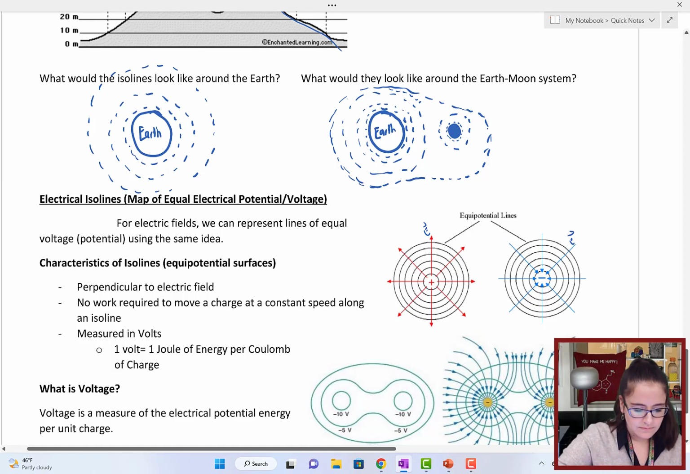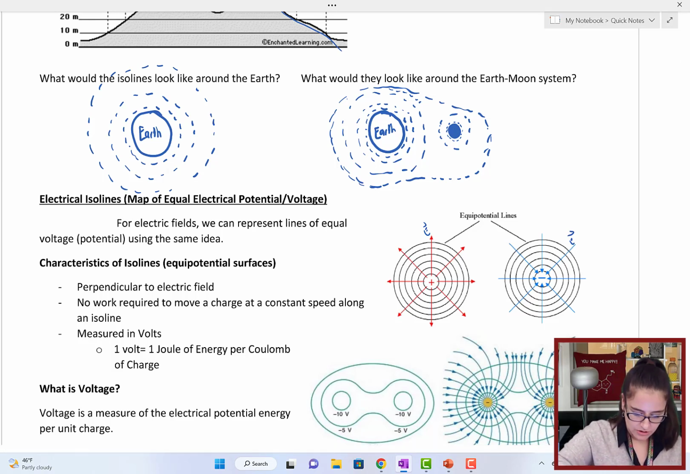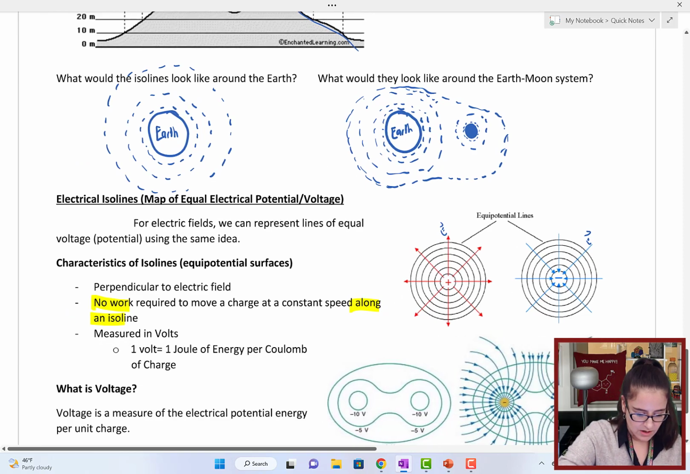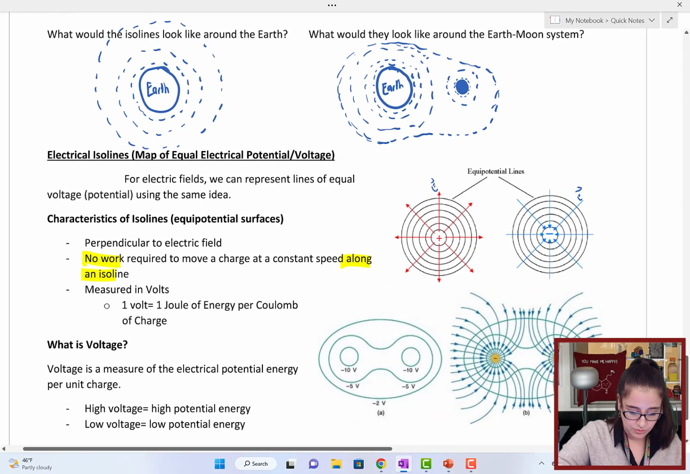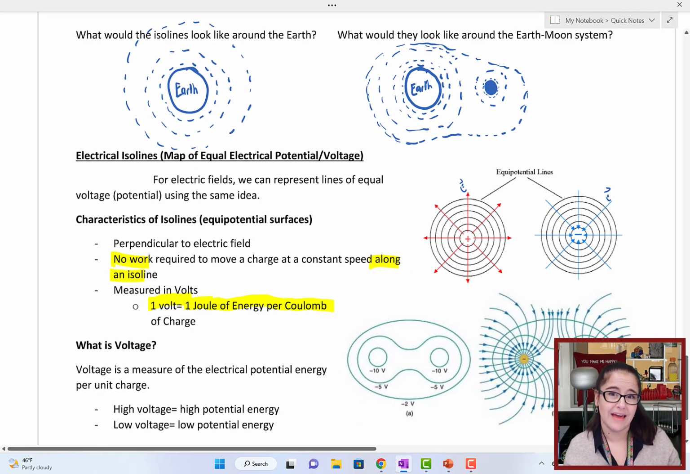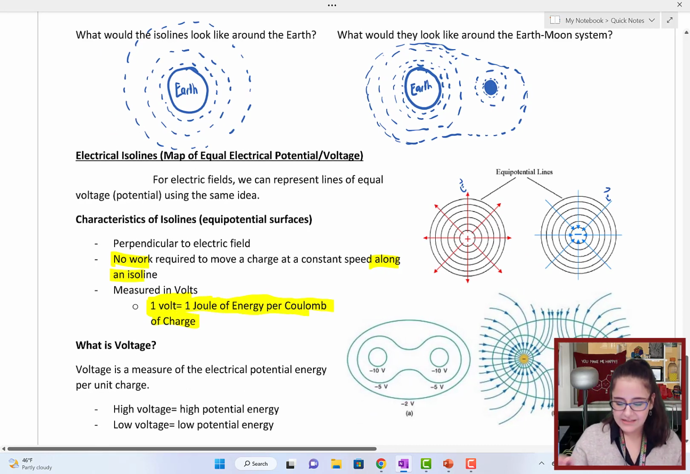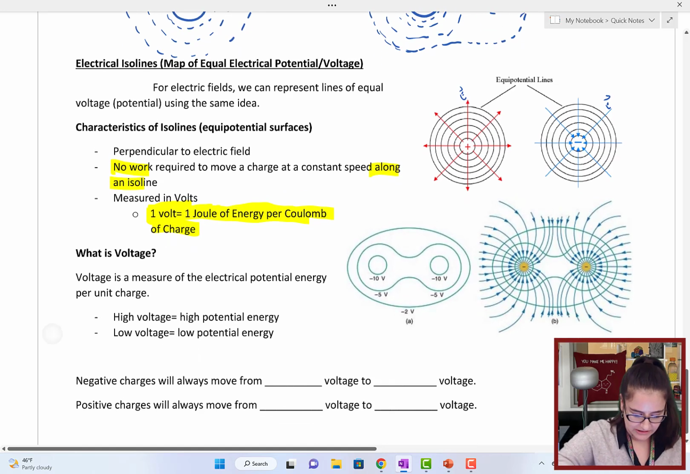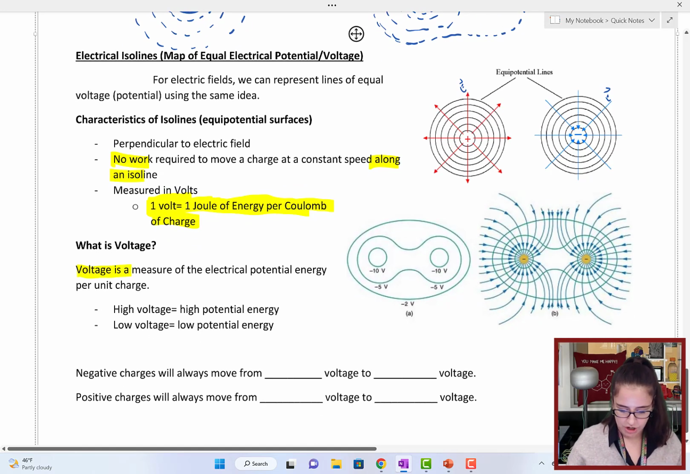No work is required to move along an isoline, and we measure the units of it in volts, where 1 volt means 1 joule of energy per coulomb of charge. Okay, so it's telling you the energy per charge, similar to the energy per mass of like gravitational fields. Okay, and that is what voltage is. It is a measure of the electrical potential energy per unit charge.